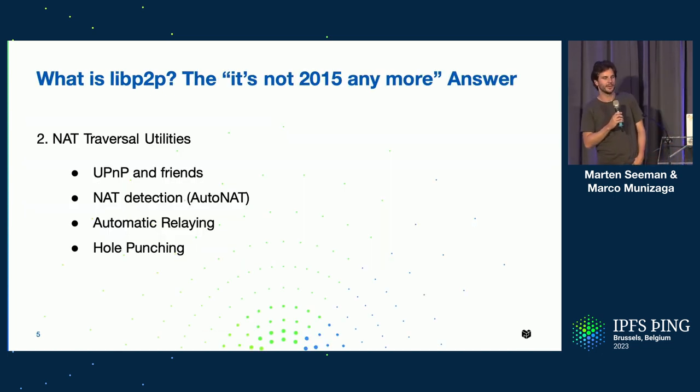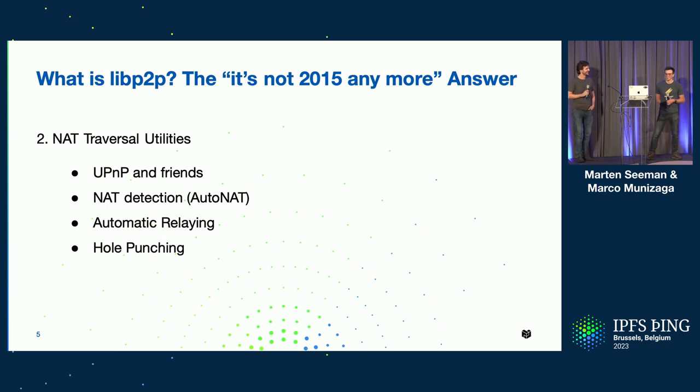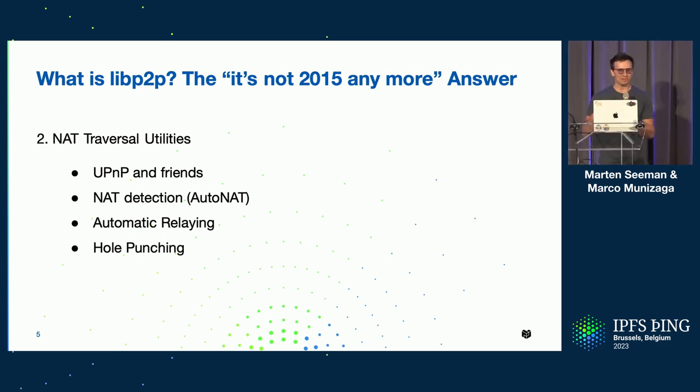So now that we've established that libp2p is basically just QUIC, why do people still use libp2p, Marco? So libp2p gives you more than just QUIC. We have UPnP and friends. We do NAT detection. We can determine if you're behind a symmetric NAT, full cone NAT. We can do automatic relaying with the whole Kubo network, the IPFS network. And we have hole punching protocols built in out of the box.